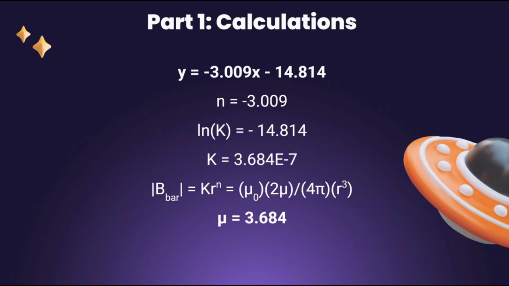To calculate the dipole moment of this bar magnet, we can use the values from the line of best fit calculated by Excel. The N value that we used is the slope value, and the y-intercept we use as the log of k, which we could then plug into the distance decay formula to find mu.